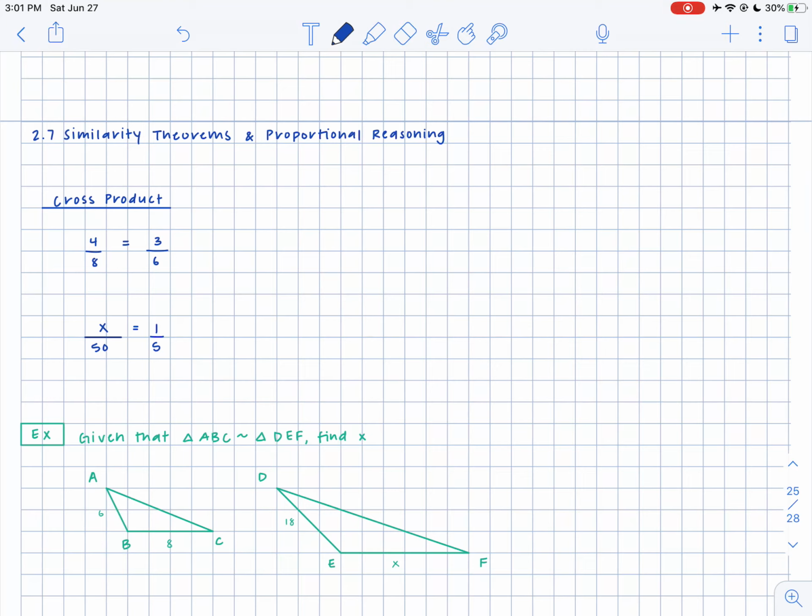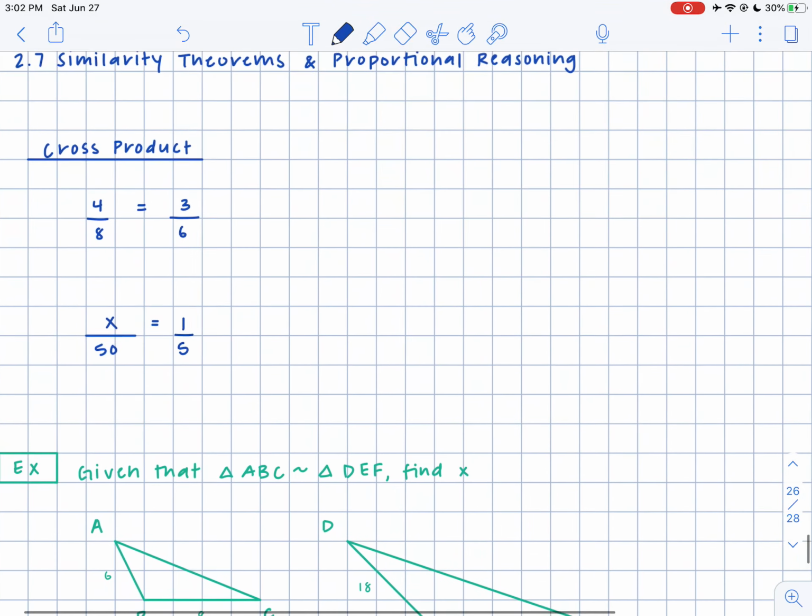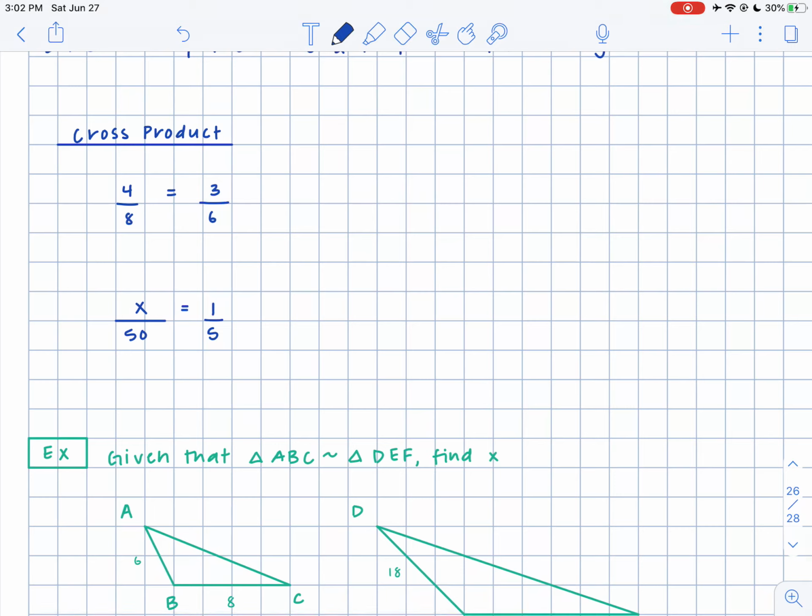So in this lesson, we're going to go over the shortcuts to determine if triangles are similar. Remember when we talked about congruent triangles, we used shortcuts to determine whether triangles were congruent without needing to know every single measurement. In this lesson, we're going to do a very similar thing, but instead of congruent triangles, it'll be similar triangles. So for that, let's review what we call the cross product.